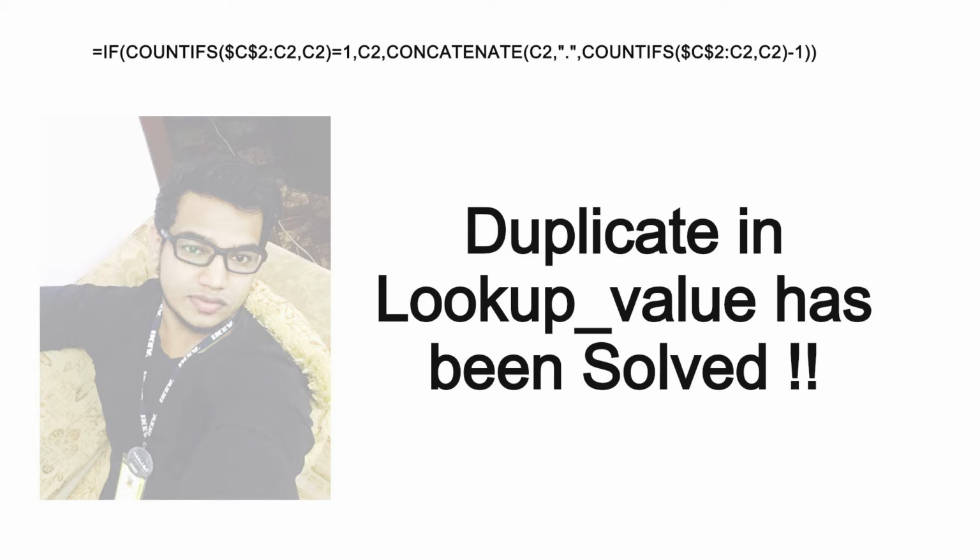effectively. As you know, VLOOKUP works by searching the data based on the lookup value. If there are any duplicates in the lookup value, the VLOOKUP function will take only the first lookup value result. In order to solve this, we're going to write a simple formula. This formula is quite lengthy, but it's very simple.